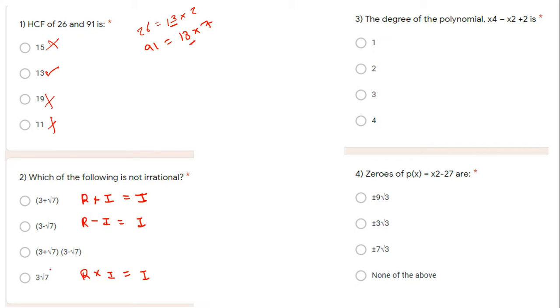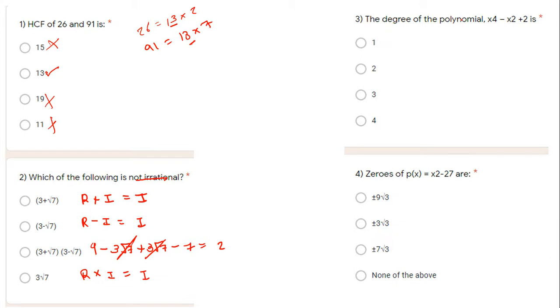Now if you expand this, here is one irrational and here is another irrational. Expanding, you get 3 threes are 9, minus 3 root 7, plus 3 root 7, and 7 root 7 times root 7, with minus times minus making plus, so minus 7. The plus and minus terms cancel, so 9 minus 7, so directly 2 will come. That is a rational number, so this is not irrational.